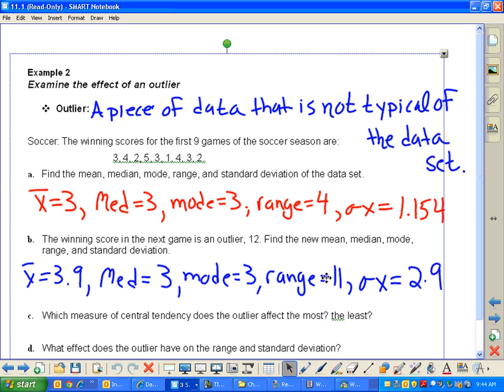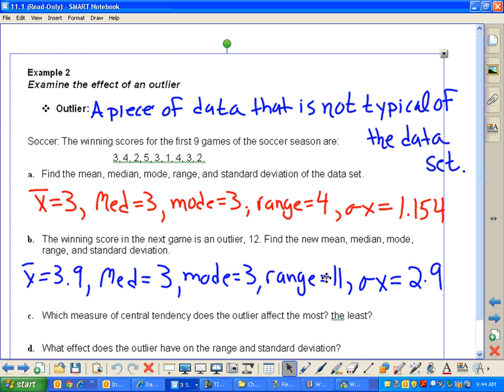the winning score in the next game is an outlier. So when you throw 12 into your list, this is what you get. If you just add on 12, all of a sudden, wow, they scored 12 points. That's awesome. Look what it does to our mean. It took it from 3 to 3.9. This would be the equivalent of you typically being maybe like a C student, and then all of a sudden you get 100% on a test. Because we've had so much data at this point, 100% could be considered an outlier. Median would be 3. Mode would be 3. Interesting. The range is 11, and the new standard deviation would be 2.9.